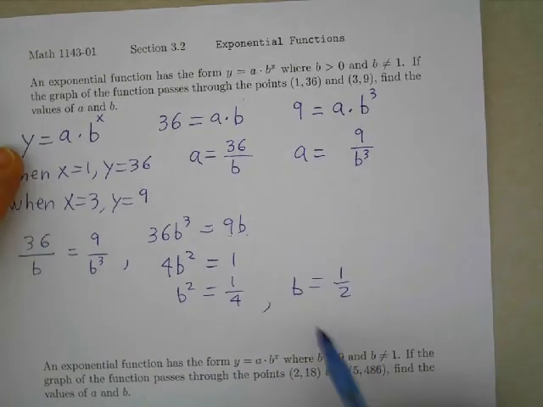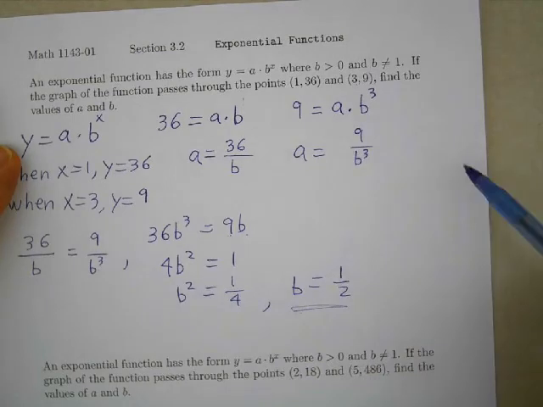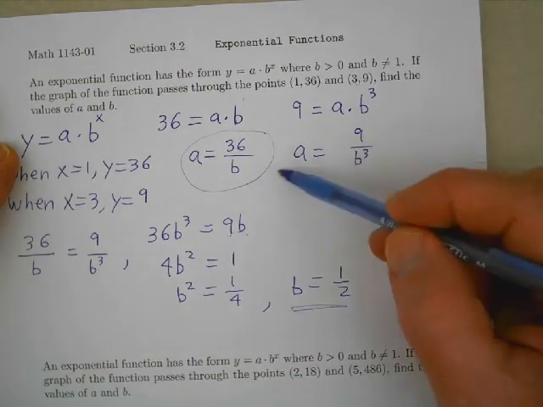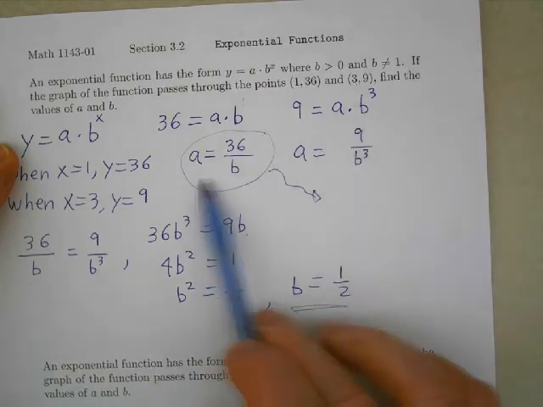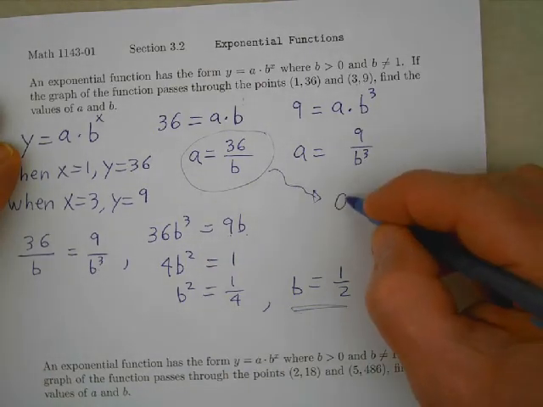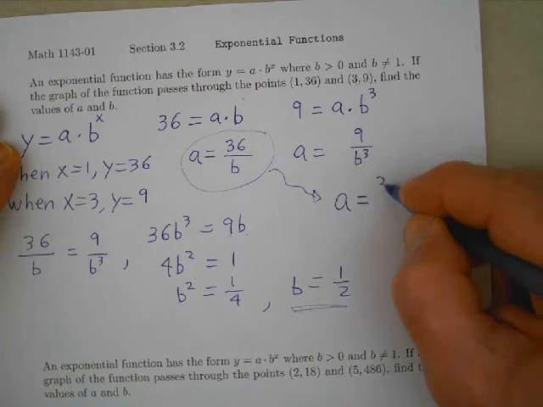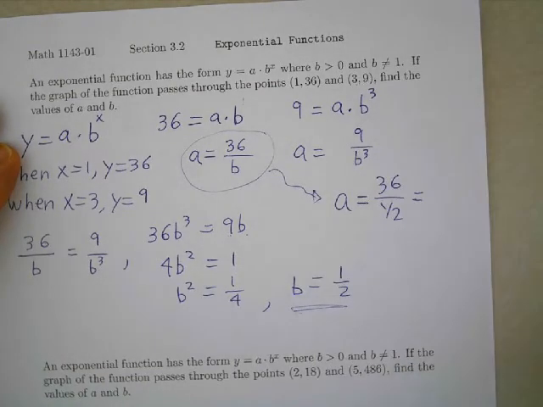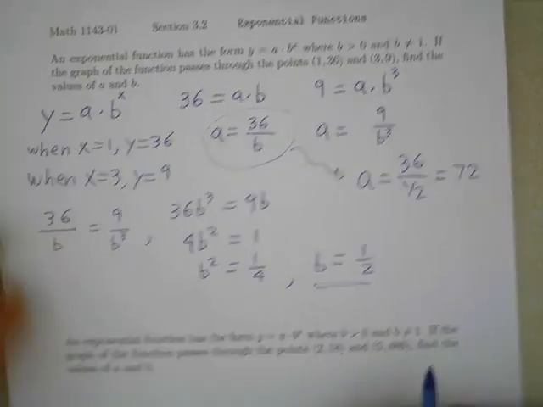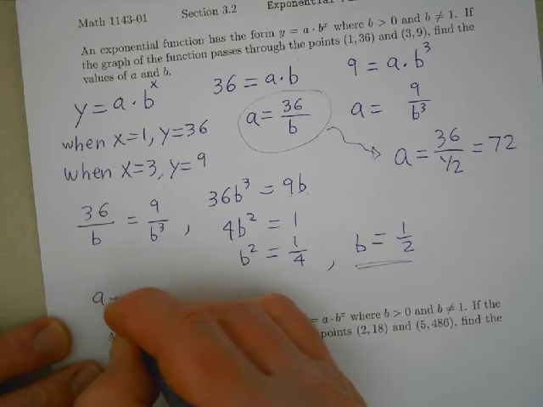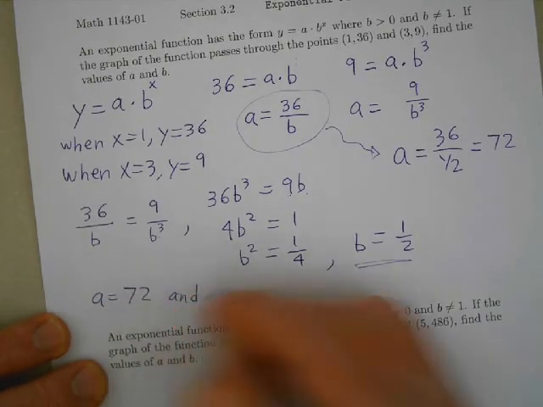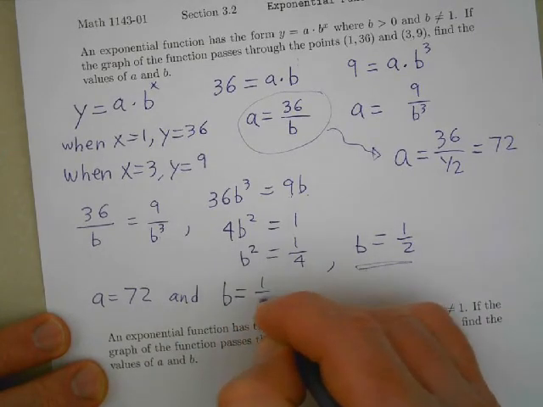Okay, and if b equals 1/2, we still need to find the value of a. So it looks like if we use this equation, a is equal to 36 divided by 1/2, and 36 divided by 1/2 is just 72. Okay, so to summarize, a is equal to 72 and b is equal to 1/2.